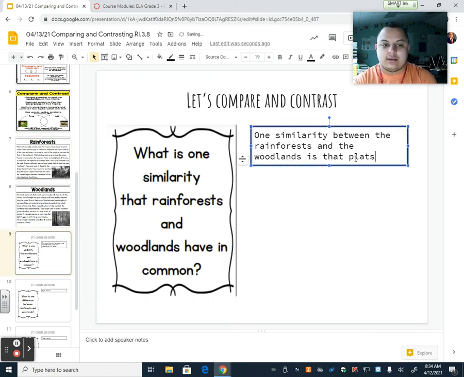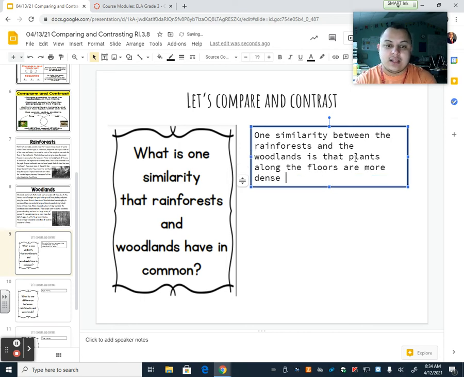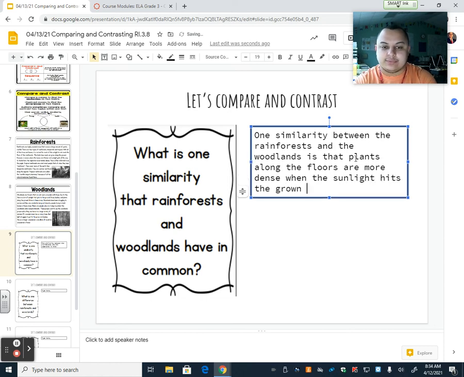Plants along the floors are thicker, more dense, when the sunlight hits the ground.